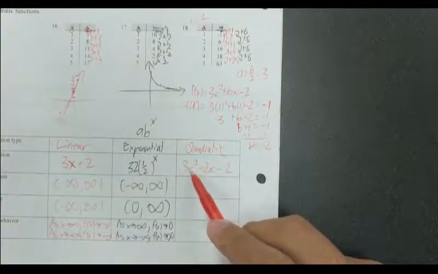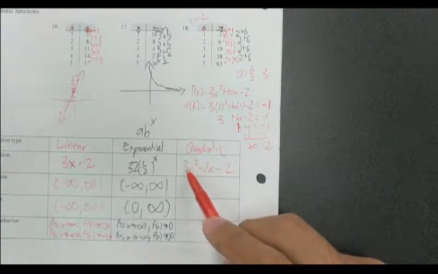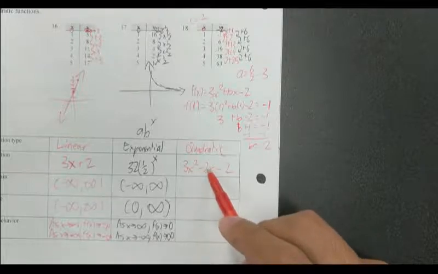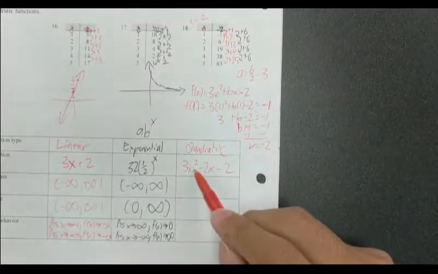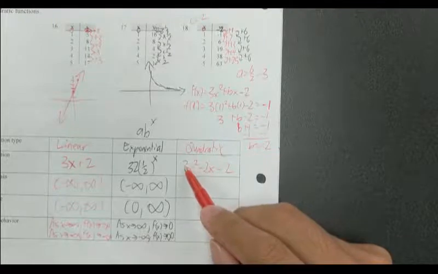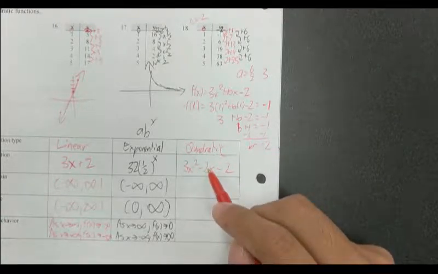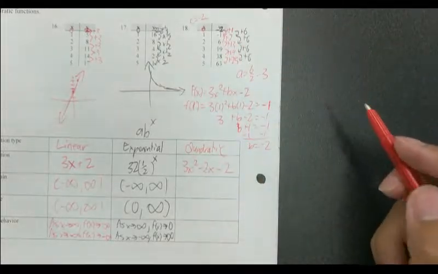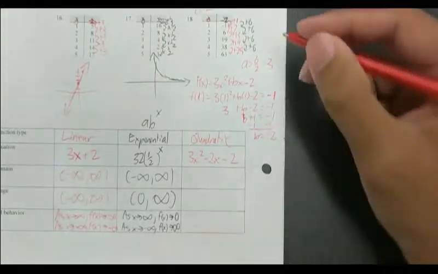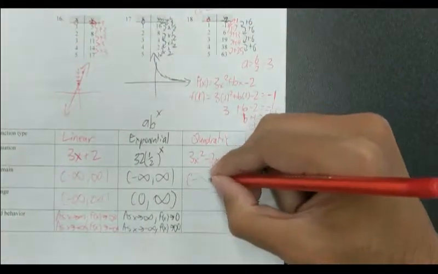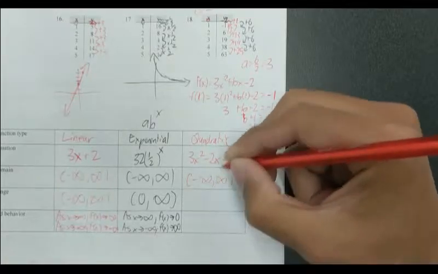Plug in 2. Okay, so 4, 12 minus 4 is 8, minus 2 is 6. Try 3. 3 squared is 9, times 3 is 27. Minus 2 times 3 is 6. 27 minus 6 is 21. Minus 2 is 19. Okay, domain. So I know for a quadratic I can input all real numbers.